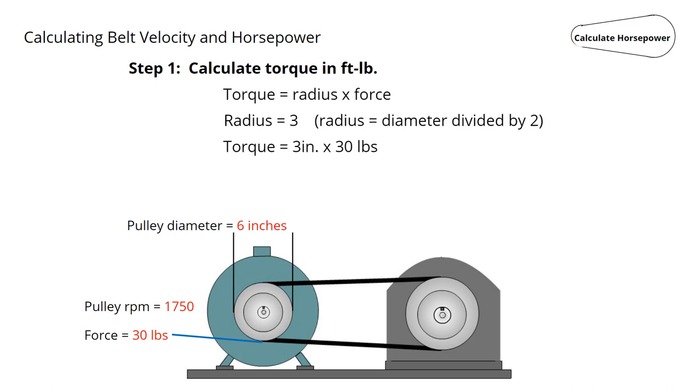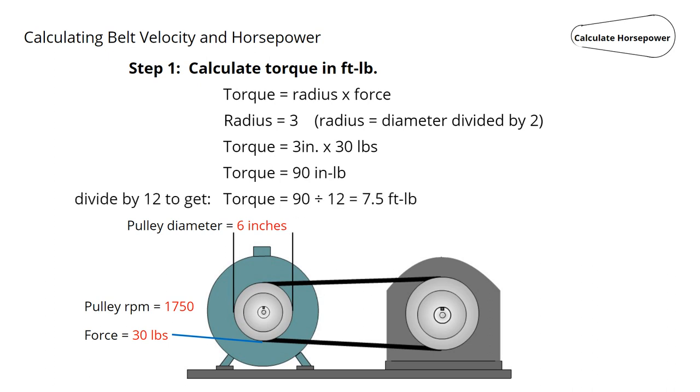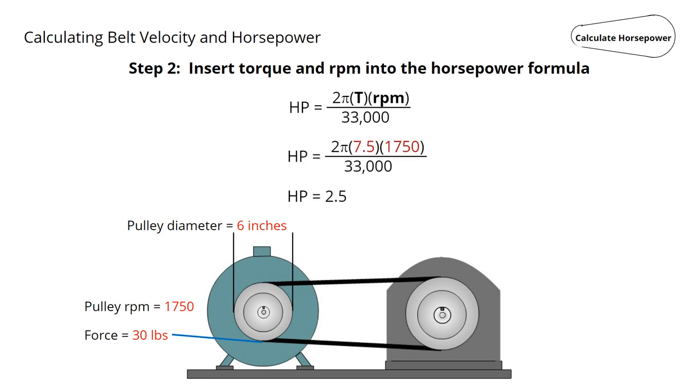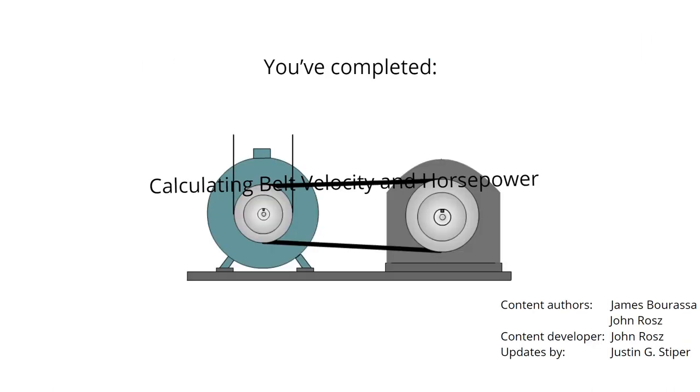3 times 30 equals 90, and we divide that by 12. So our torque equals 90 divided by 12, which equals 7.5 foot-pounds. Step 2. Insert torque and RPM into the horsepower formula. You've completed calculating belt velocity and horsepower.